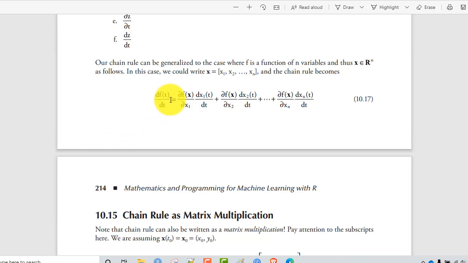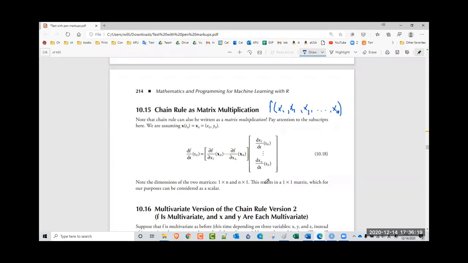So this is a more general chain rule where we can have the intermediate variable, which we've called a vector x, has many components, n components. Okay. Now, this is kind of magic.